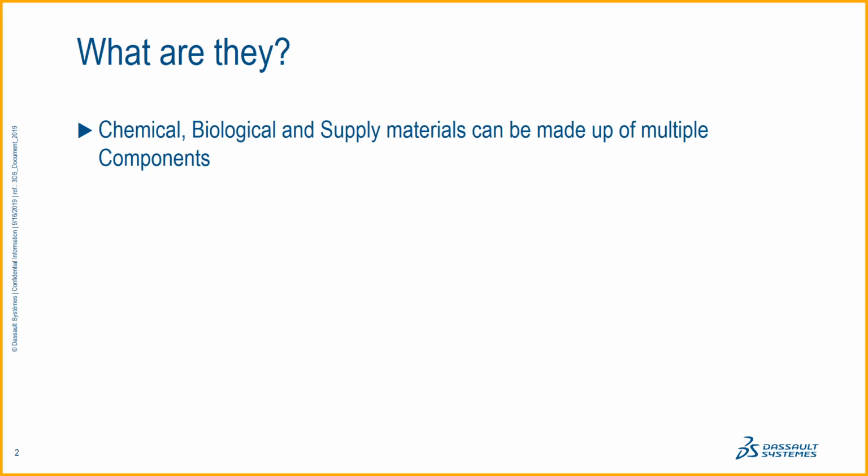So what are they? Chemical, biological, and supply materials in CISPRO can be made up of multiple components. So let's say you are a lab worker. You're tasked with mixing a couple different acids together, maybe some water in specific proportions. You're going to create some new mixture.